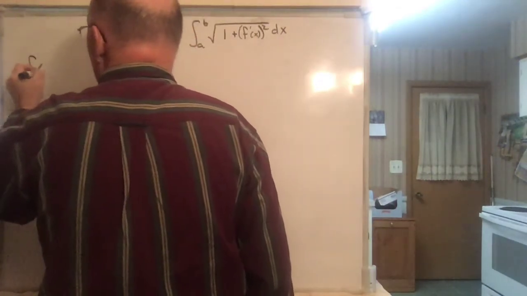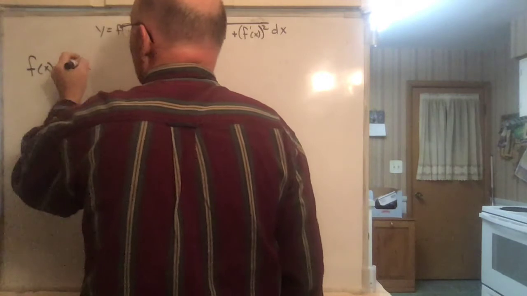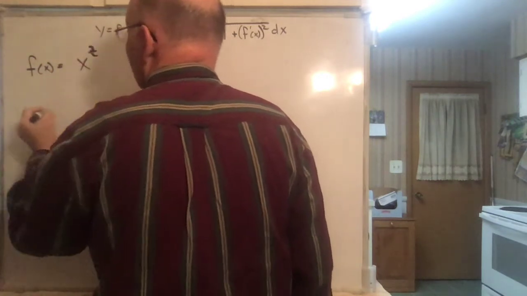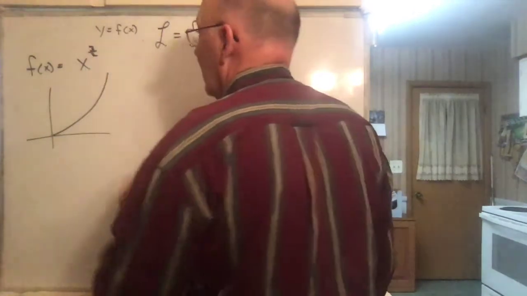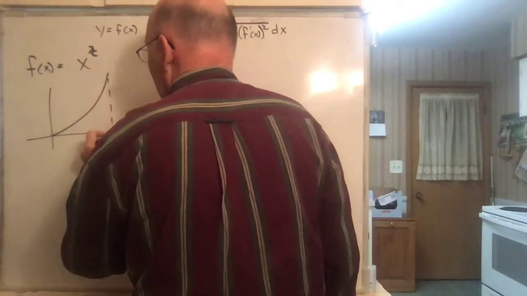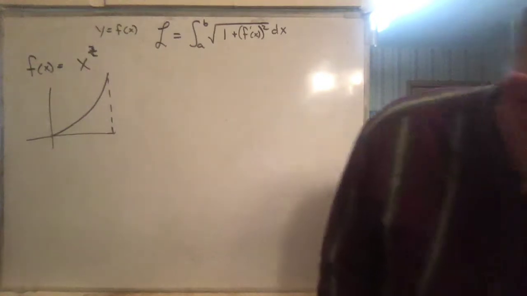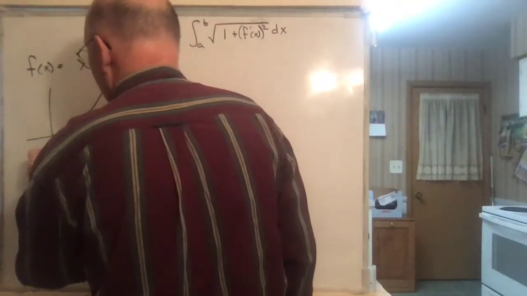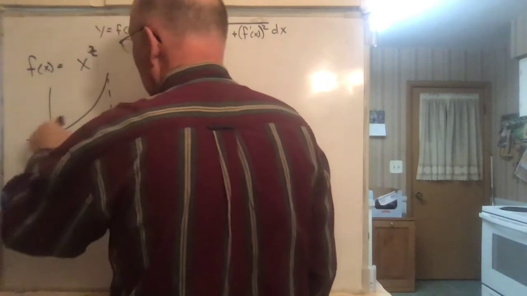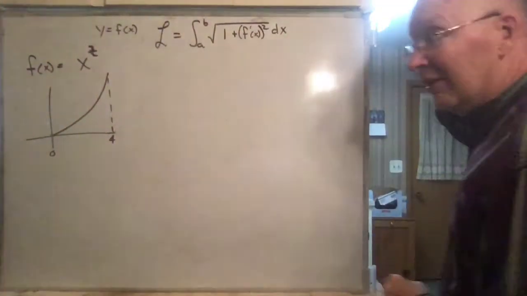Here's one of them right here. F of x is equal to x to the 3/2 power. Okay, that looks kind of like a parabola. It has its same general shape. It's concave up. And let's say we want to go, I've got it written down here, from 0 to 4. Okay, so we want to find that length right there.